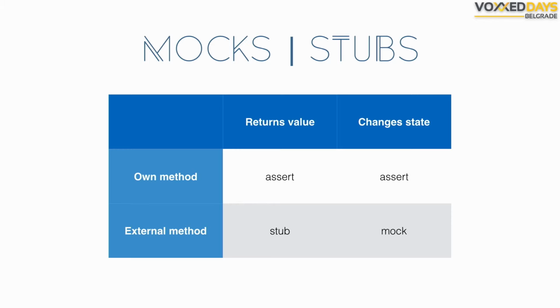there are return values and change state methods, and there are your own methods and others' methods. If you test your own method, you should always assert it, either for value or for side effects. But if you have external methods and they return a value, so they're a query, you should stub them, and if they change state, you should mock them.